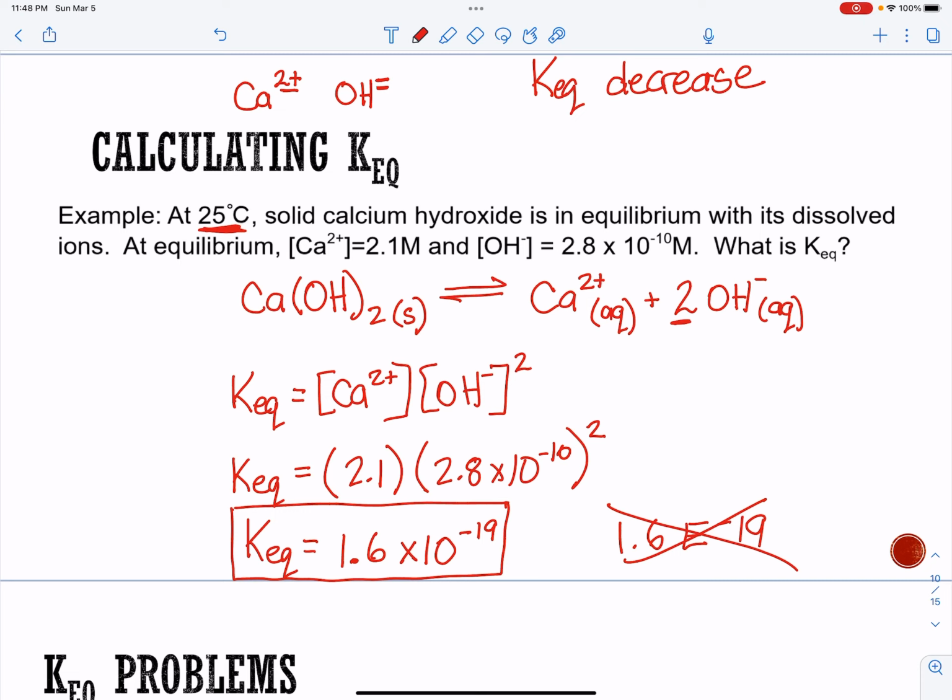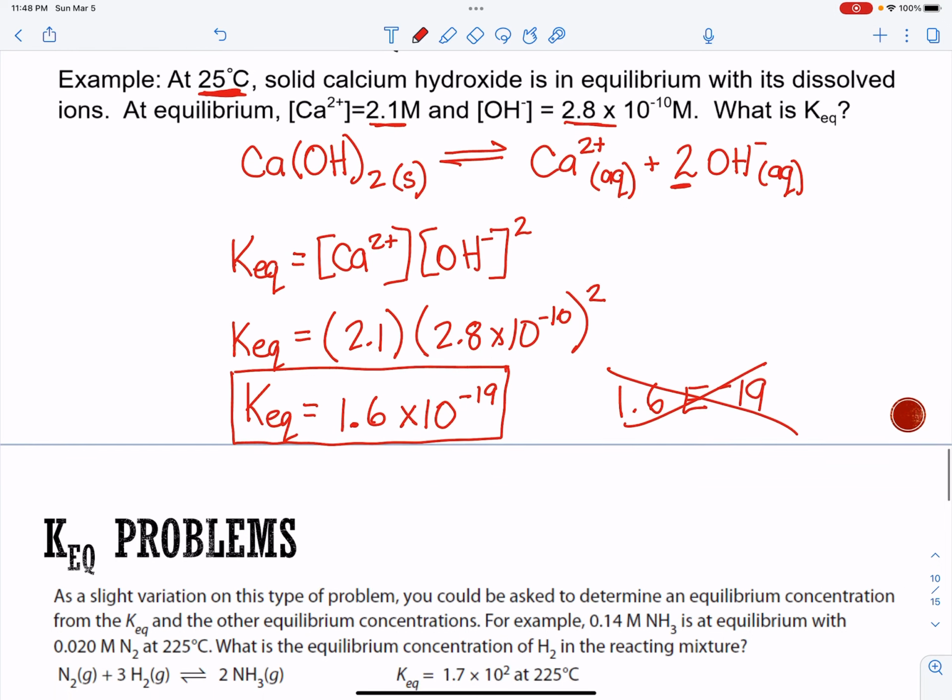And the other thing we want to check for is the appropriate number of sig figs. So in the question, I have 2 sig figs from my calcium. I've got 2 sig figs as well from the hydroxide. So I'm going to round this KEQ value to 2 sig figs as well. And that's all there is to it for calculating KEQ.